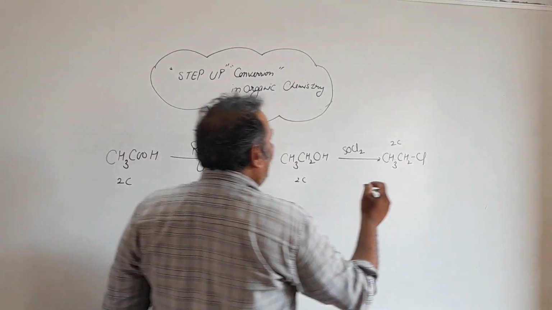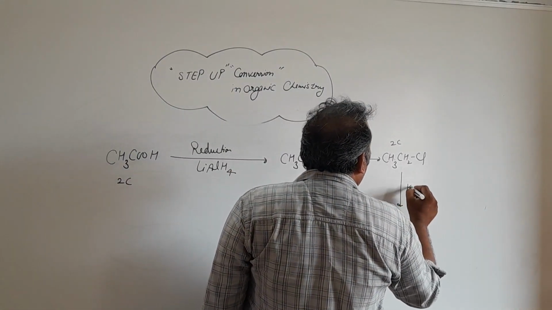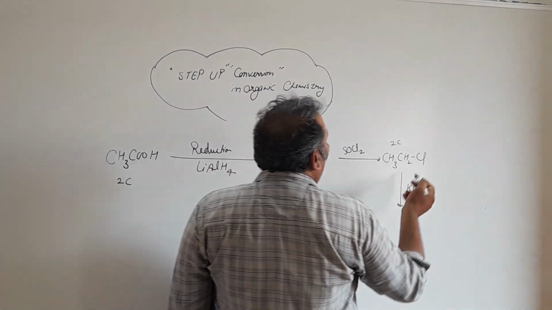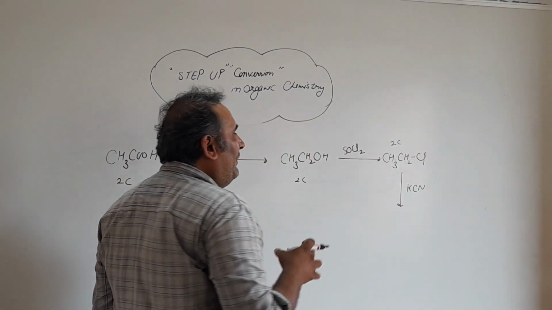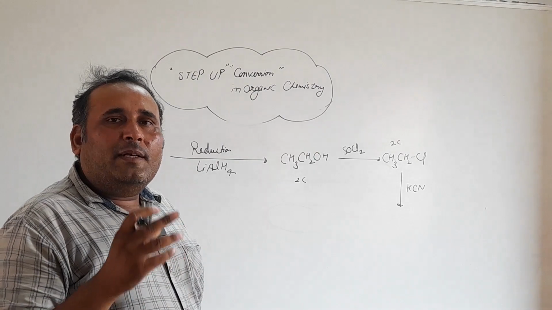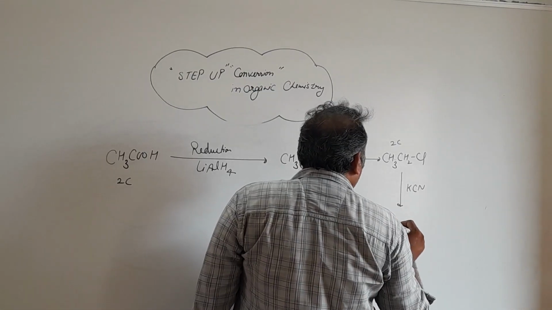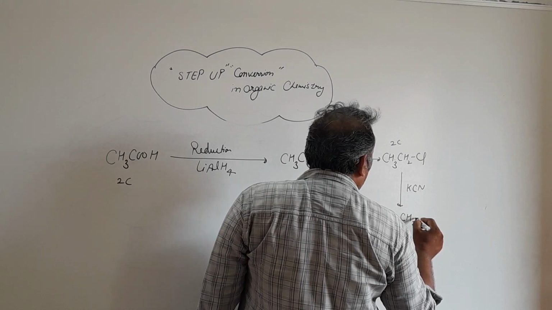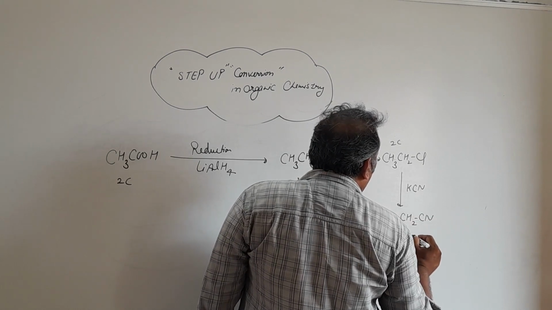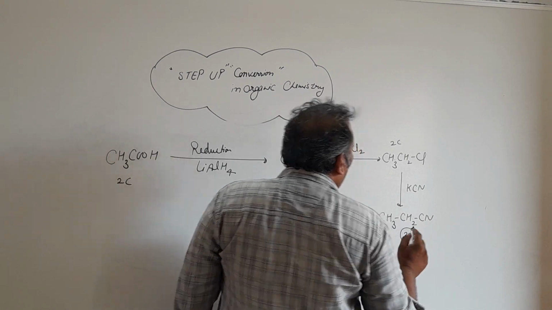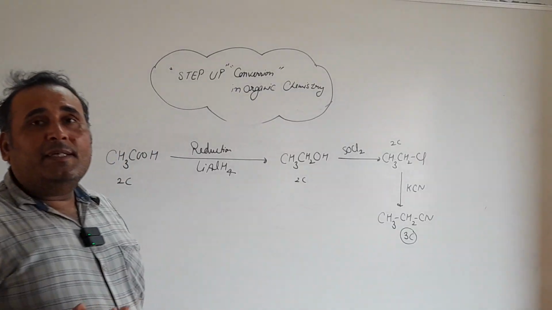Now the number of carbons will increase when we react it with KCN. Yes, now the number of carbons will increase. Cl will leave as a leaving group, and cyanide will come as a nucleophile and attach to this carbon, and we will get CH3CH2CN. Now the number of carbons has increased: 1, 2, 3, there are 3 carbons. So we have increased the number of carbons.